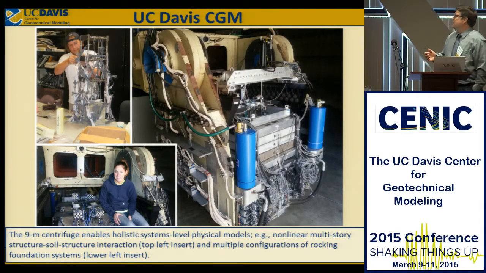The UC Davis Center for Geotechnical Modeling, we operate a 9-meter radius geotechnical centrifuge. It's much brighter than that in real life. It's the largest centrifuge in the world. It's a very unique facility. It's outfitted with a shaking table. You can see some of the complex experiments we're doing on this machine. The machine itself is something like 150,000 pounds. You can imagine when we're running, it's running at about 200 miles an hour. And while this thing is moving around, we're generating earthquakes.